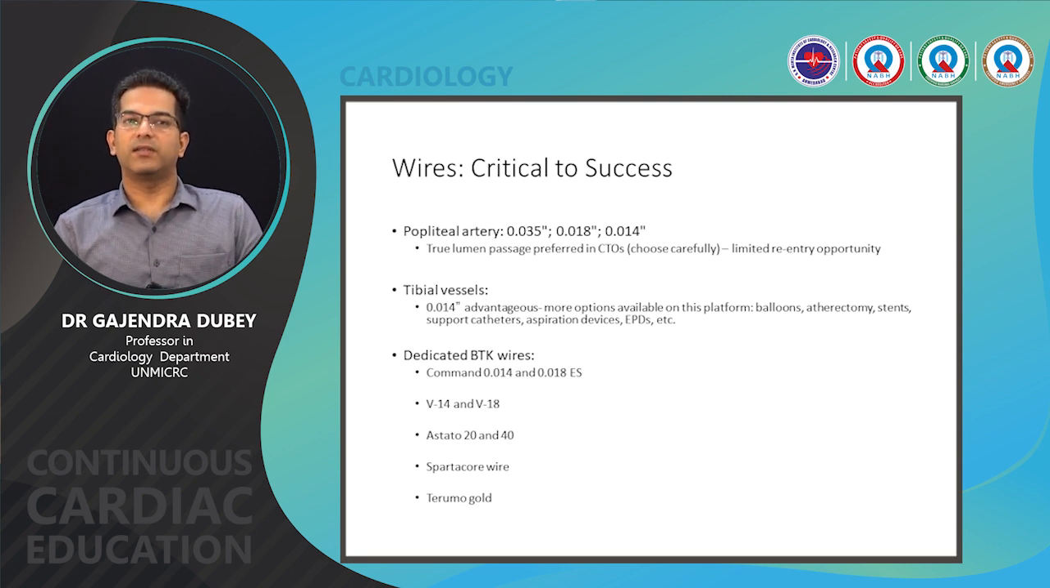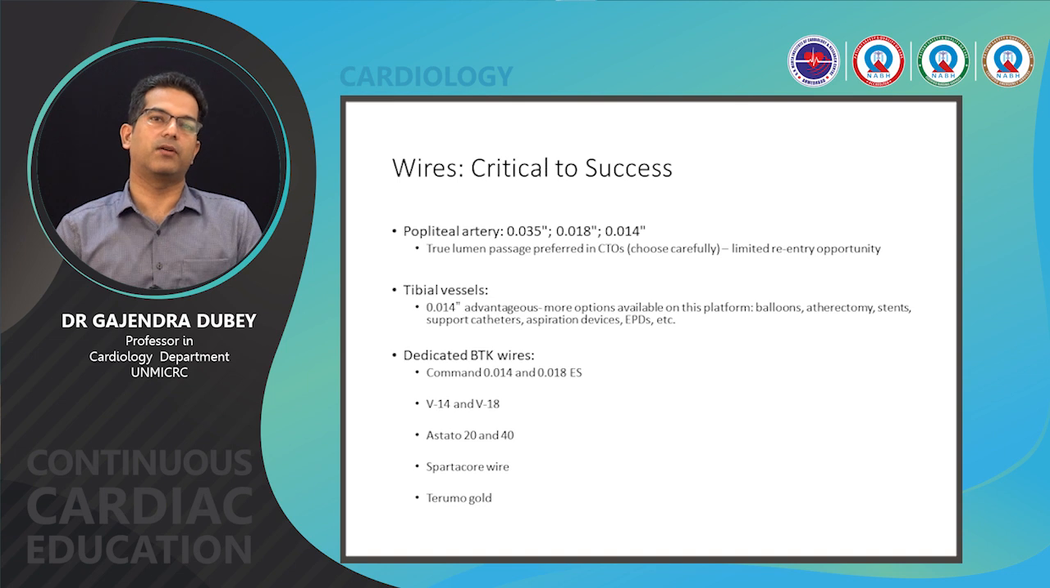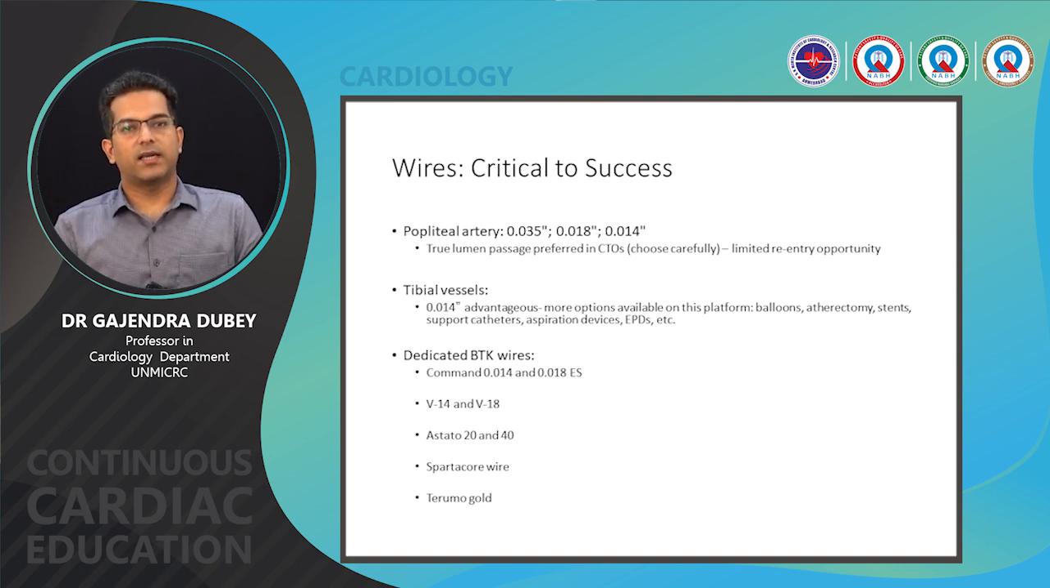If we come to the tibial vessels, 035 wires are not preferred, because if they loop around, they are likely to damage the vessel and can lead to perforation. So one should preferably use a 014 wire, and most of the hardware like balloons, atherectomy devices, or stents is 014 compatible. That is also one reason to use 014 wires. Plus they are much safer and more effective in crossing an occluded tibial vessel as compared to 035 wires. 018 wires can also be used in case the lesion or occlusion is very hard, or one is not able to penetrate the lesion with a 014 wire.